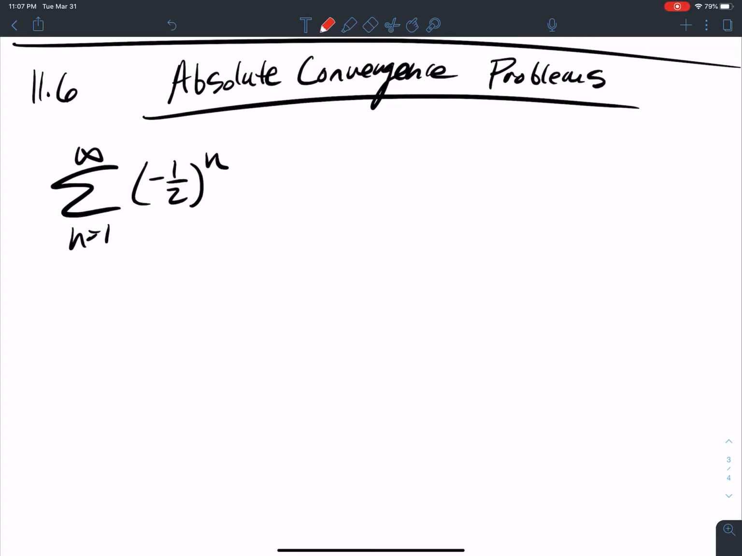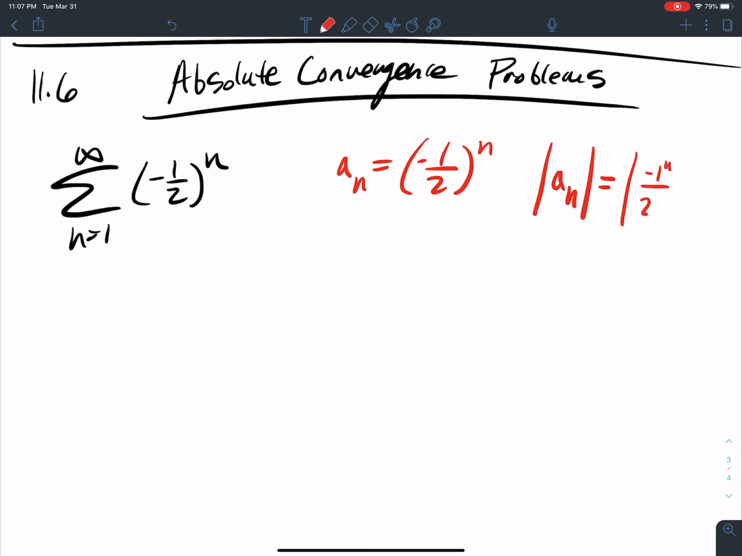Okay, so we're talking about absolute convergence, and we've got some problems here we're going to apply. So I've got my sequence a_n equal to (-1/2) to the n power. Now I want to consider the absolute value of the sequence. So the absolute value of (-1)^n over 2^n, I just simplified with algebra here. This is going to be equal to, well, what's the absolute value of a negative? This becomes a positive, okay? 1^n over 2^n. So this is (1/2)^n here. That's all that's going on here.